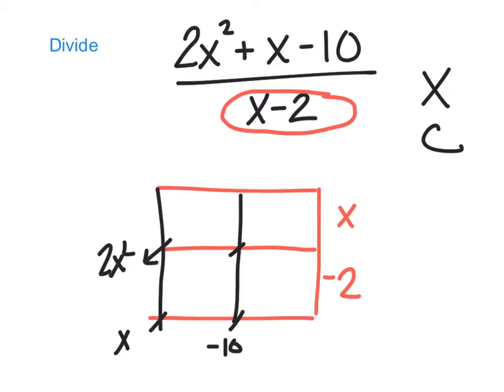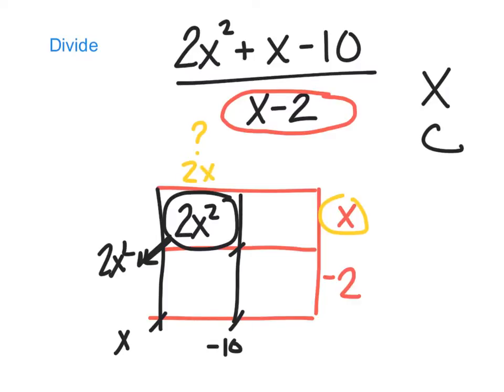And I know that I want my first box to be 2x squared, because that box has to total 2x squared, and there's only one there. So now we just start. X times what gets me the 2x squared? Well, I'm just going to say that's 2x, and just verify it for yourself. 2x times x, 2x squared. Check, you know it's right. Now you can use this 2x and this negative 2 to complete this box. So I would say 2x times negative 2 is negative 4x.